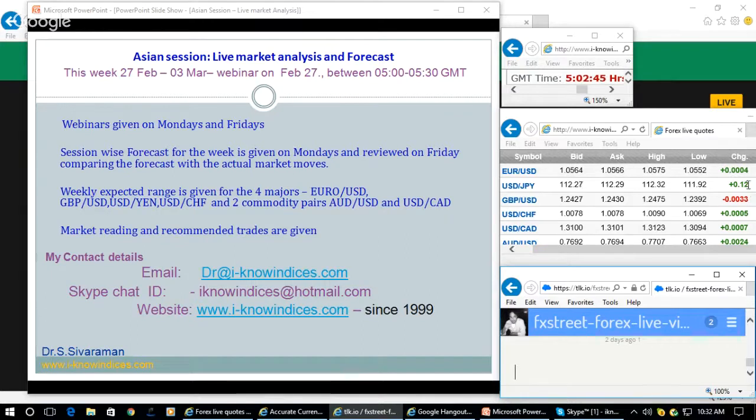USD yen also made the downward stop below 112 and started gaining the level. In the case of CHF also, it is showing positive net change after a brief downward stop, and in the case of the Canadian dollar also a brief downward stop and then gain. In the Australian dollar also a downward stop and then a gain of about 25 pips from the Friday close.